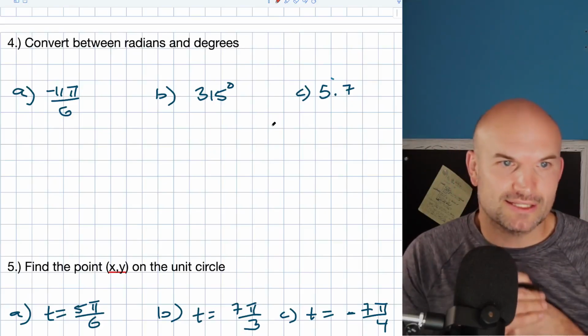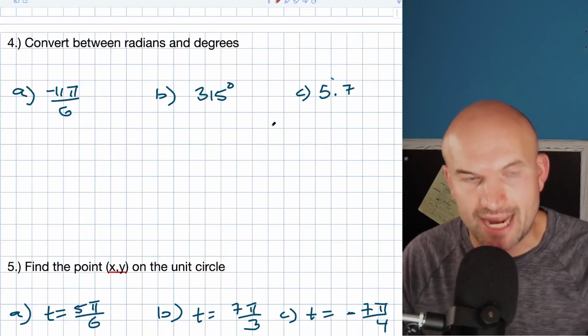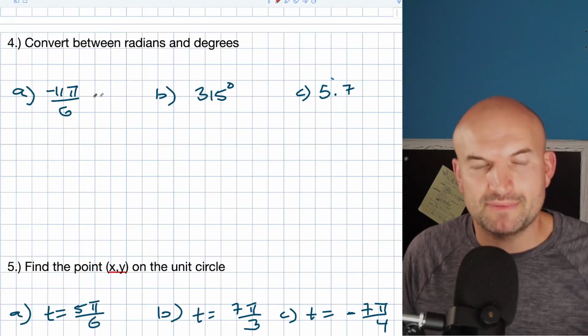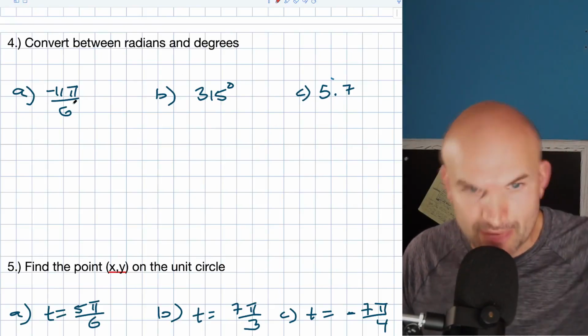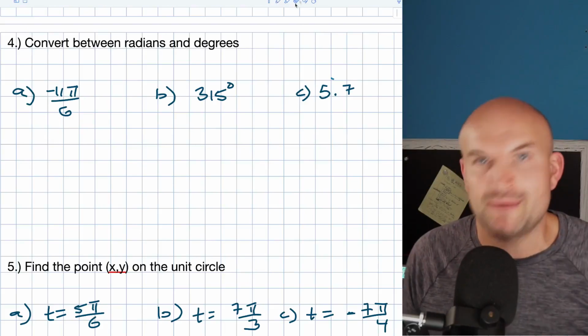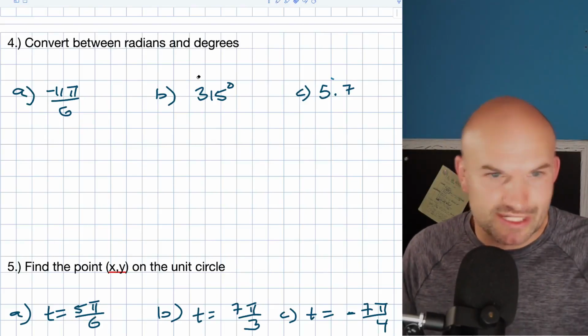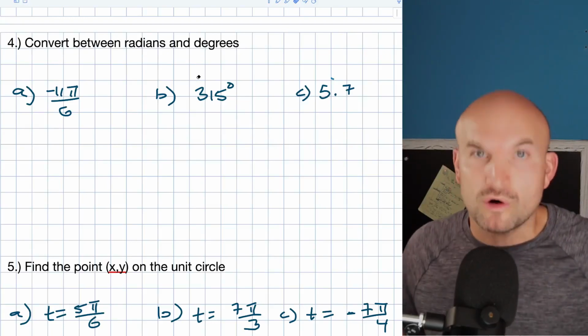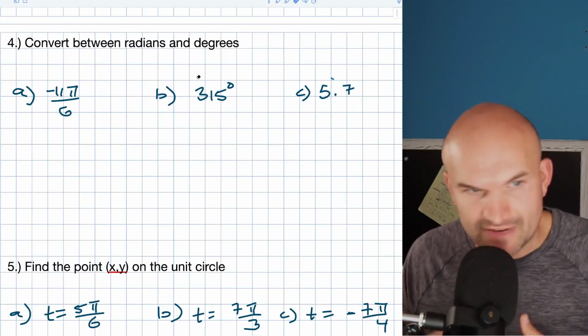The next one is converting between radians and degrees. Now, I always like to tell students, whenever you're doing a mathematical problem for trigonometry, typically if the problem is in radians, do the problem in radians. If the problem's in degrees, then keep the problem in degrees. Sometimes we do need to convert back and forth, like arc length and stuff like that. So it is important. And sometimes if you need to verify something, it is important.